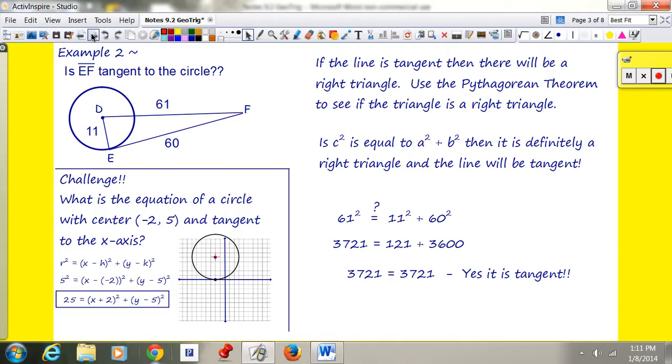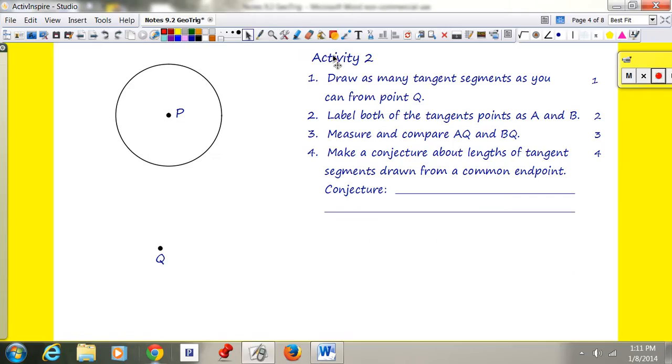Moving on. Okay, here's the second activity. Again, I would try these on your own. Get a ruler. All you need is a ruler this time. Get a ruler and try these 4 steps. Make a conjecture. See what you get. Pause the video. Try it yourself. And then put on the video and see if you did it right or not. That makes it a little more challenging, a little more interesting rather than just sitting there listening and drawing everything down. But try it yourself.